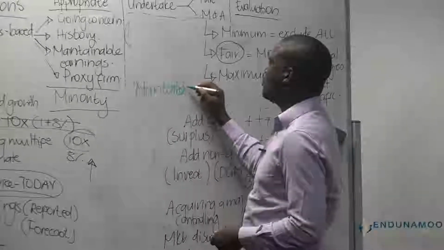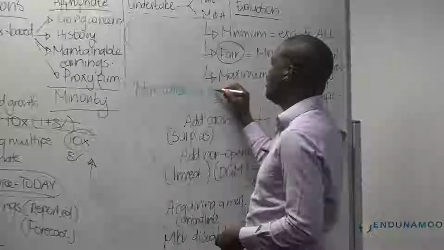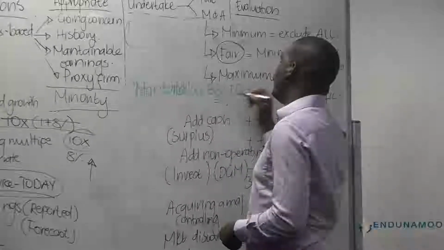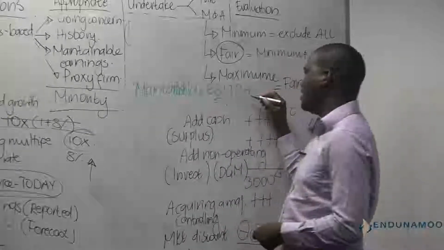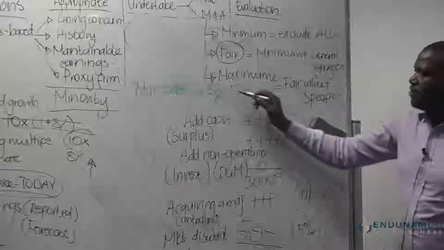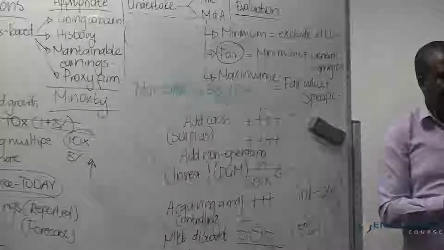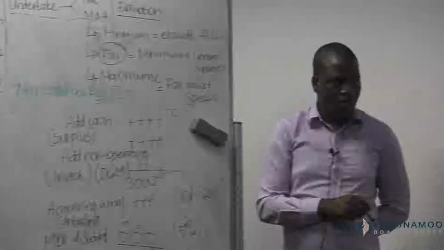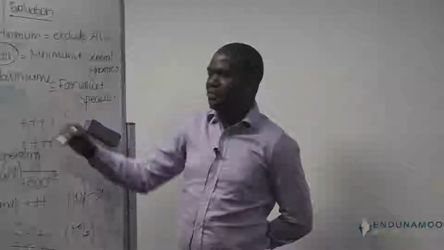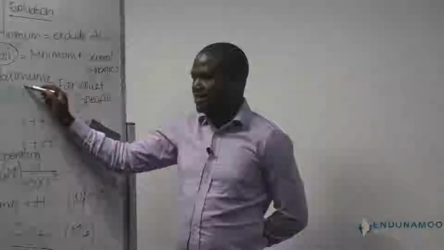I need to consider the definition. So the definition is earnings before interest, tax, depreciation, and amortization. In other words, we have not deducted interest this time around. We have not deducted tax. We have not deducted depreciation and amortization.